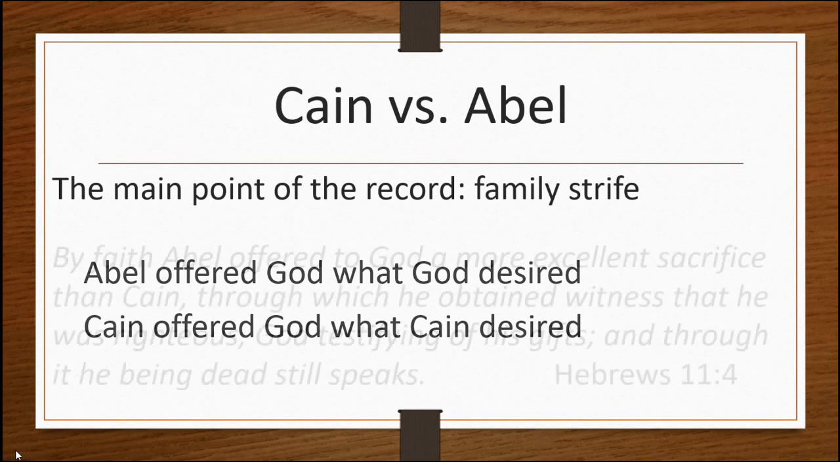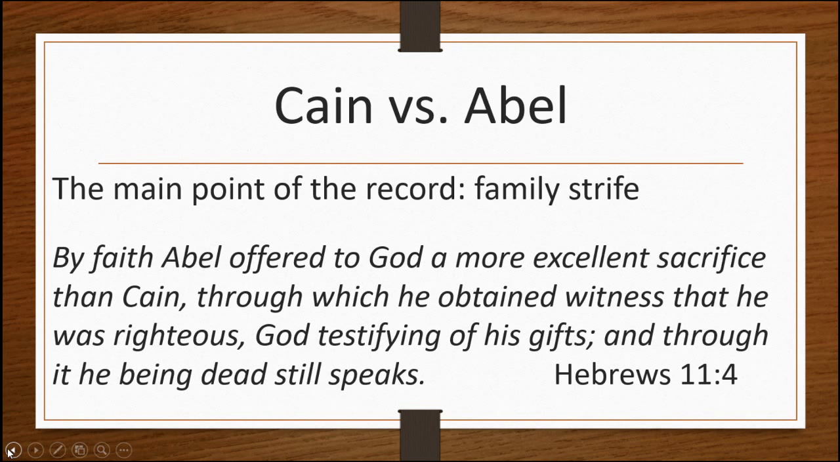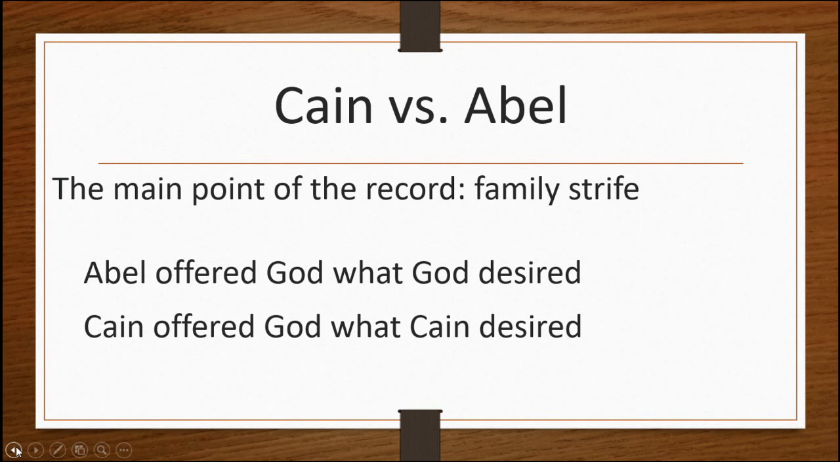In fact, let me step back a second and say, here's the idea. The witness of righteousness is testified by the gifts, right? You see that there, right? Through which he obtained witness, which is the idea of a testimony. He obtained witness that he was righteous. What was it that testified? God testified of his gifts. That he offered God the things he was supposed to offer. What is that? The things God desires.